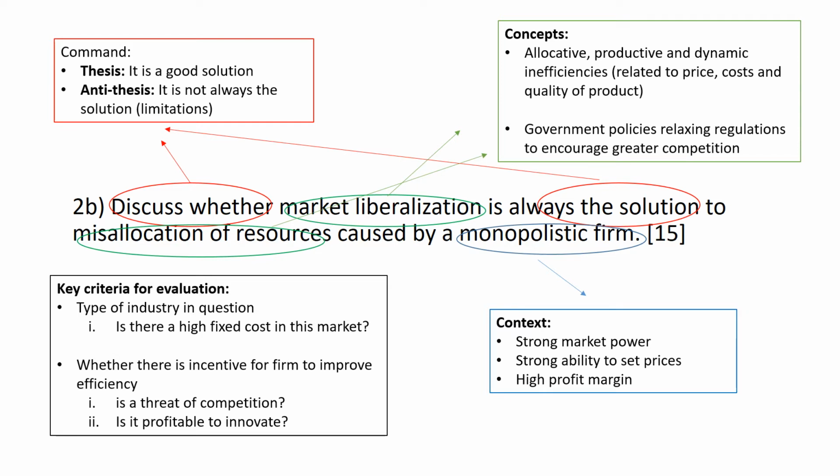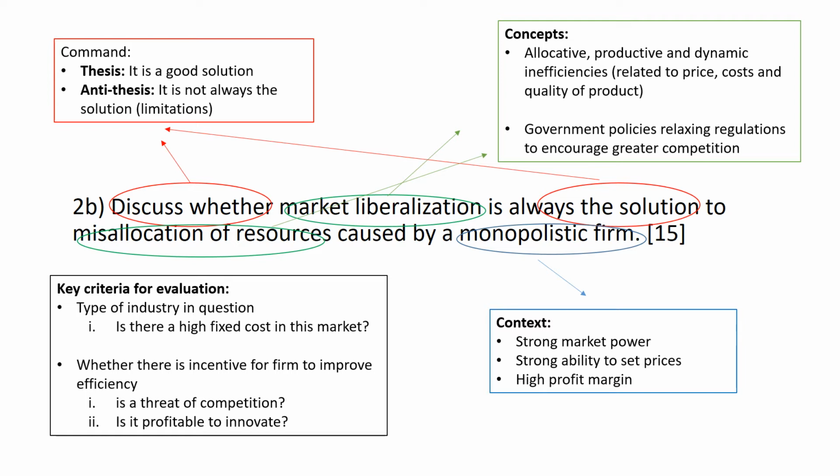We can also see another criteria for evaluation. Is there an incentive for the firm to continue improving its efficiency, right? Maybe it's not about just more competition. Maybe there could be other nuances to the argument. Is there threat of competition? So not necessarily we need new firms to enter and compete, but perhaps it is a contestable market, and with always the threat of competition, perhaps that could already improve the allocation of resources. You need not have market liberalization if there is always a constant threat of competition.